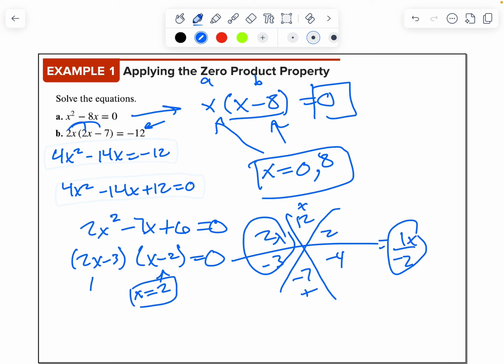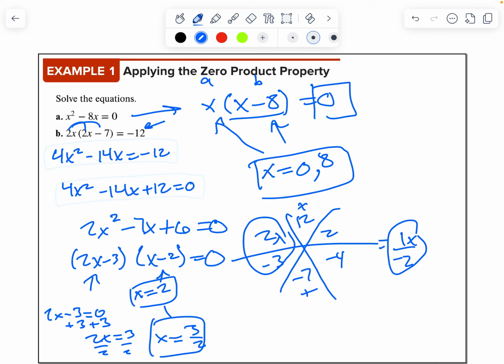If you can't just look at a factor and tell in your head what would make it 0, what you could do is set that factor equal to 0. So 2x minus 3 equals 0. Add the 3 to both sides. 2x equals 3. Divide by 2 on both sides. x equals 3 over 2. Again, we got two solutions.